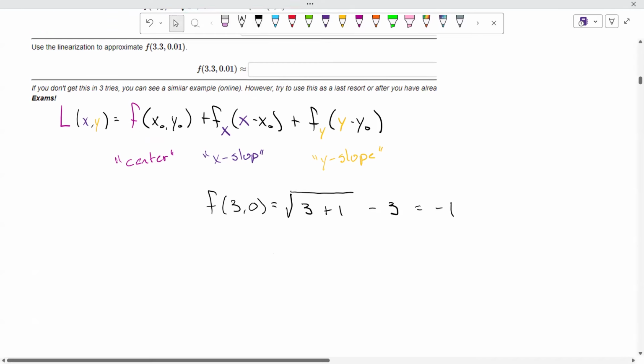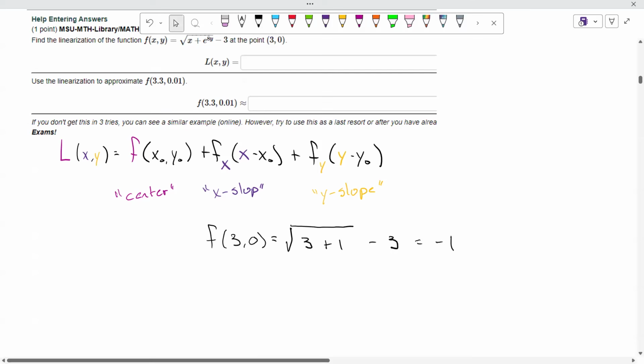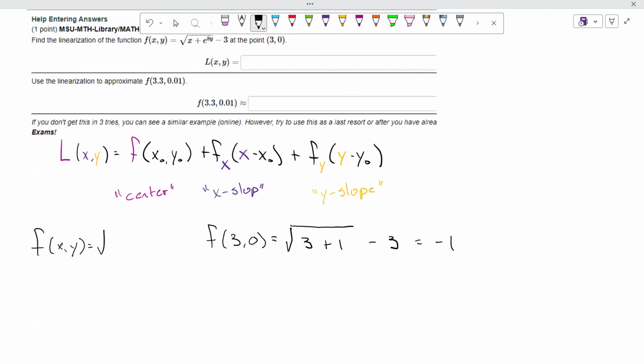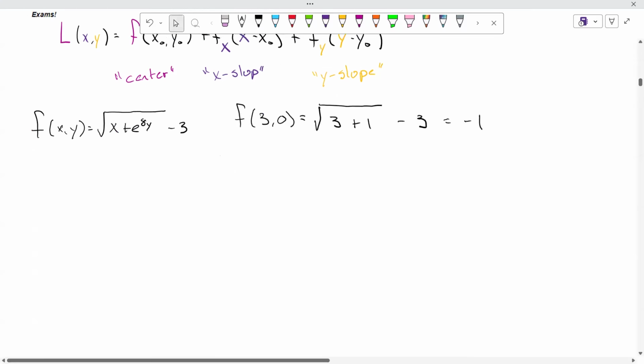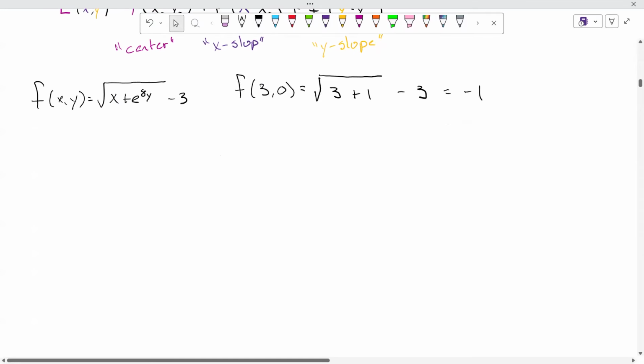All right, then I'm going to need to start getting derivatives. And I'm scrolling away from my function, so I'm just going to rewrite it here. f of x, y was the square root of x plus e to the 8y, minus 3. Let's slide that a little bit over to the side, because now I need an x partial and a y partial.